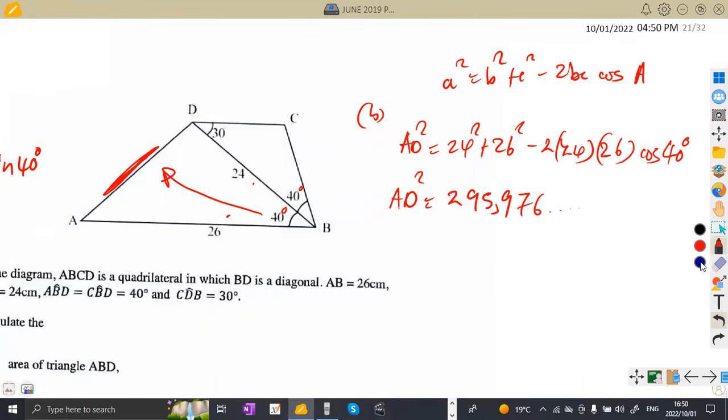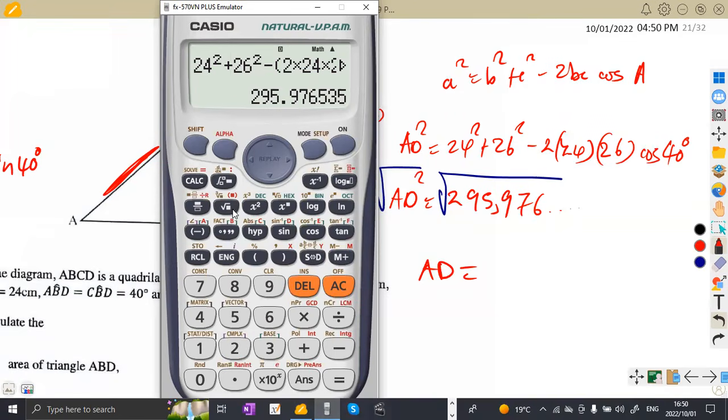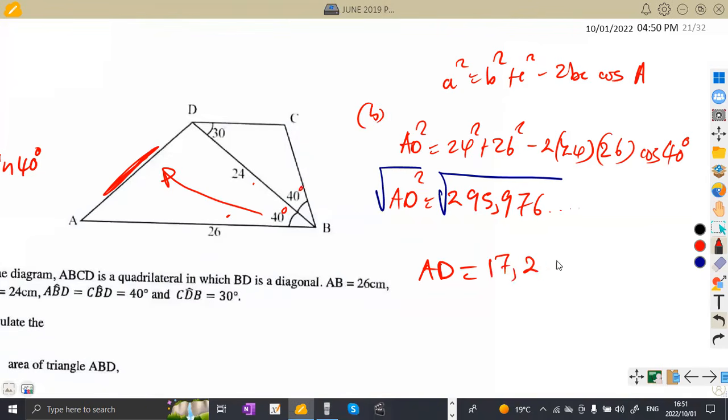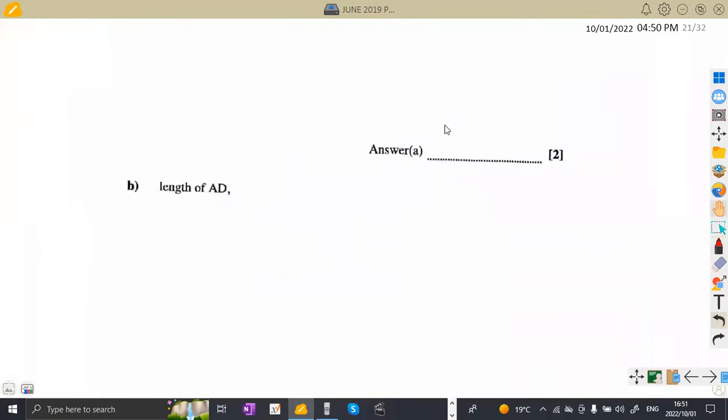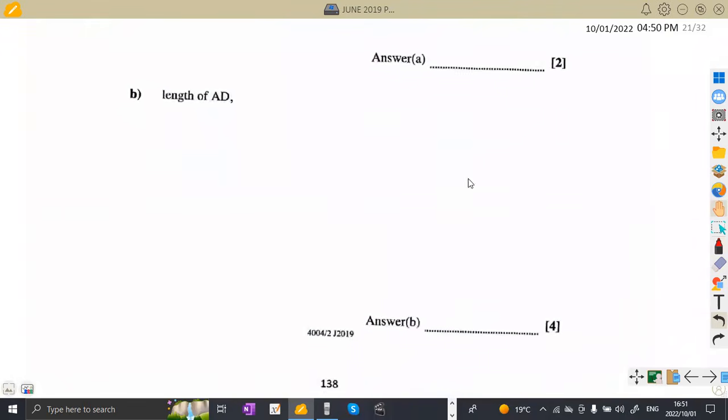Okay, so to find AD, you have to introduce the square root both sides. So that means your AD is going to be the square root of this answer that you see here, which is 17,2 something like that, which is 17,2. These are centimeters. So we've got our AD here, which is 17,2 centimeters. Okay, so that was it for this part. Let's see the other part of the question. We have got the length of AD.